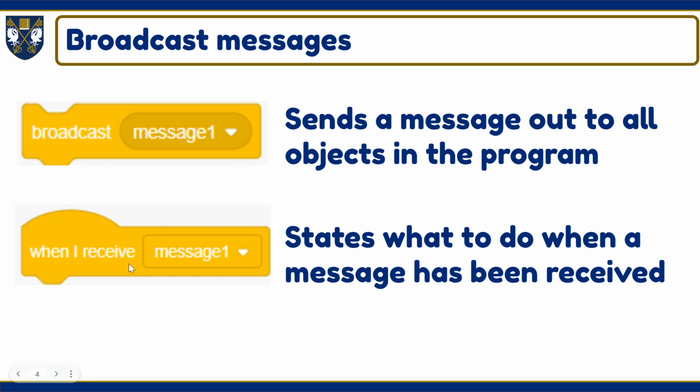And then the second block, when I receive message one, which again has this triangle where we can change the parameter to be whatever message we are sending, states what an object is to do when a message has been received. Now, very important, if an object does not have this code block, then it will not do anything when a broadcast message is sent. This is important because sometimes you'll want to send a broadcast message, but you don't want an object to do anything different. And that's fine, if you want that, then you just don't put this block in. But if you do want your object to respond to an event happening, then we need to make sure that this block is present.